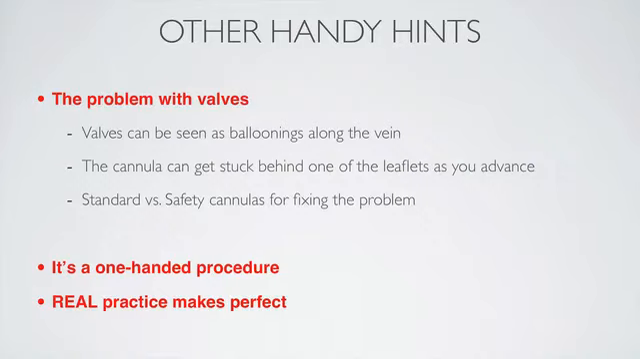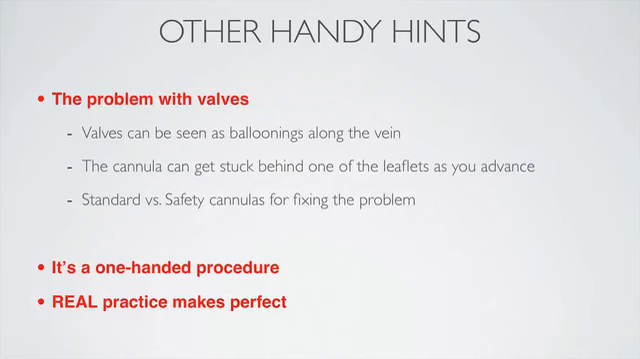The other handy hint is that it is a one-handed procedure, and if you can do cannulation one-handed, it allows your other hand to be doing other things. For example, if you're trying to cannulate a pediatric patient, usually that is a team effort with nurses and other staff holding down the patient to gain IV access. So if you can perform the cannulation one-handed, it allows you to stabilize the cannulation hand a lot easier and makes your life a lot easier.